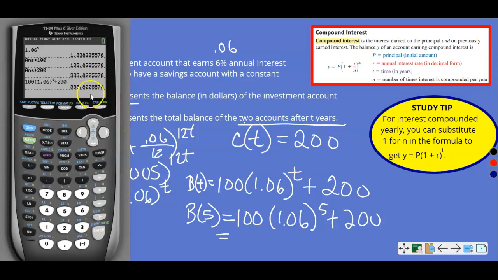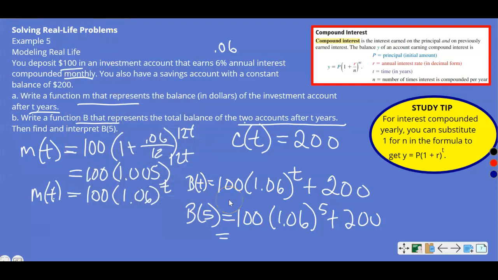So you can see that I got the same answer even though I forced it to do order of operations first. I did the 1.06 to the 5th power times 100 and then added the 200, and then I typed the whole thing in and I got the exact same answer. So there's going to be about $333.82 after 5 years.